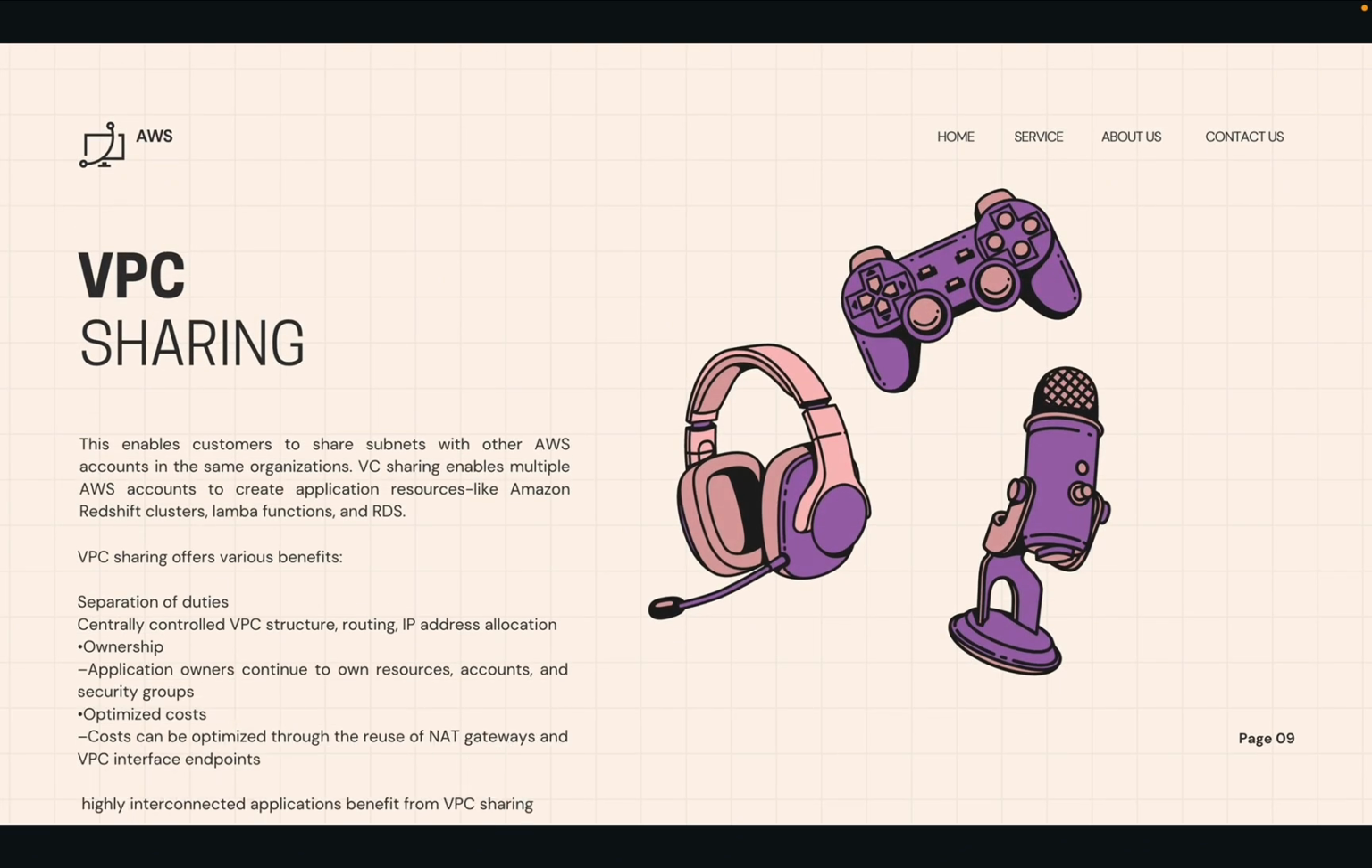VPC sharing enables customers to share subnets with other AWS accounts in the same organization. VPC sharing enables multiple AWS accounts to create application resources like Amazon Redshift clusters, Lambda functions, and RDS.